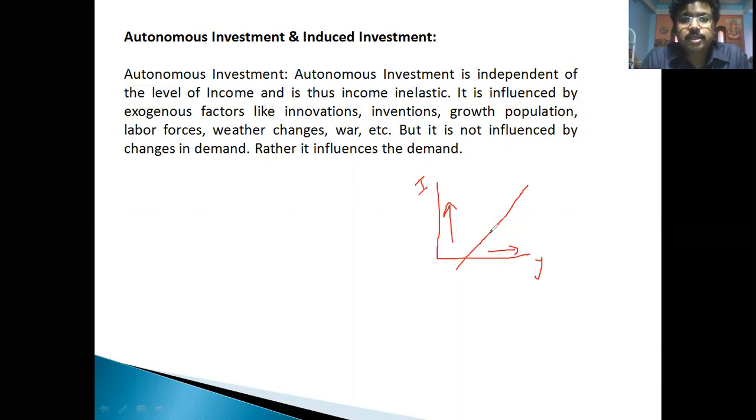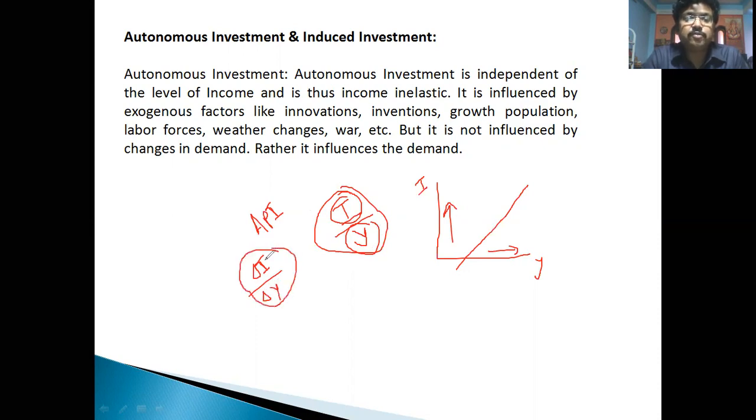Before going to autonomous investment, there are another two concepts, that is the average propensity to invest and the marginal propensity to invest. Average propensity to invest is investment by income. Total income and total investment: the ratio between the two is called the average propensity to invest. Now, what is the marginal propensity to invest? It is a concept of induced investment. So marginal propensity to invest is the ratio between the change in investment and the change in income. So this is the marginal propensity to invest.